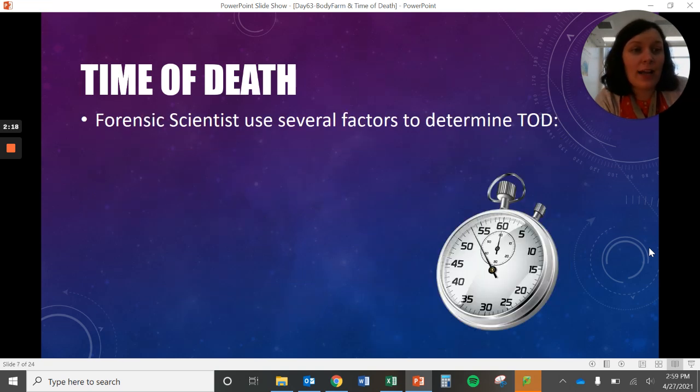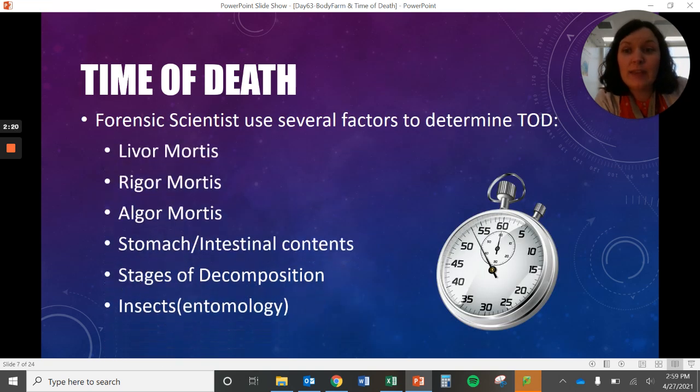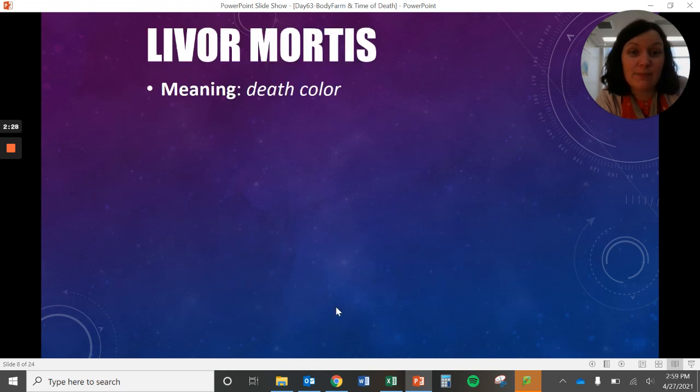Okay, several factors that we use to determine time of death. This includes livor mortis, rigor mortis, algor mortis, stomach and intestine contents, stages of decomposition, and entomology, or our insects. Okay, first we're going to talk about today is livor mortis.